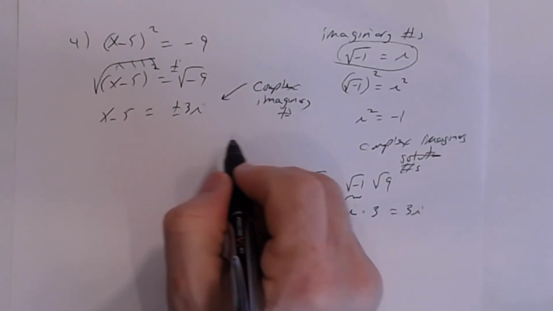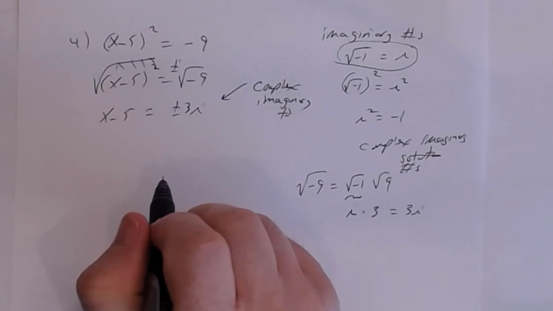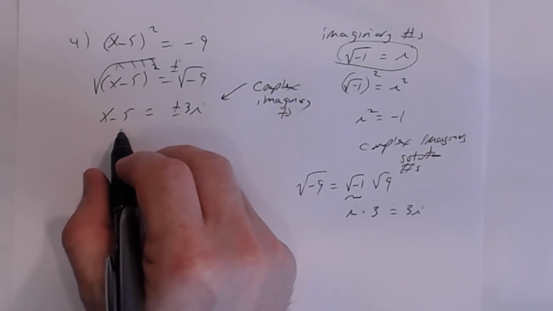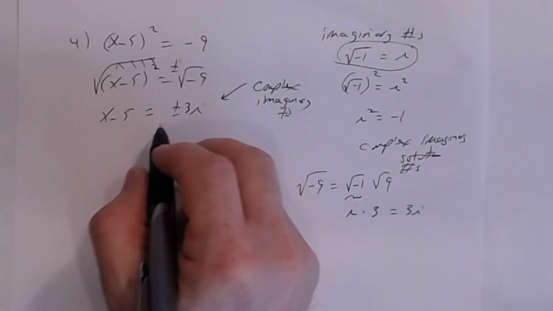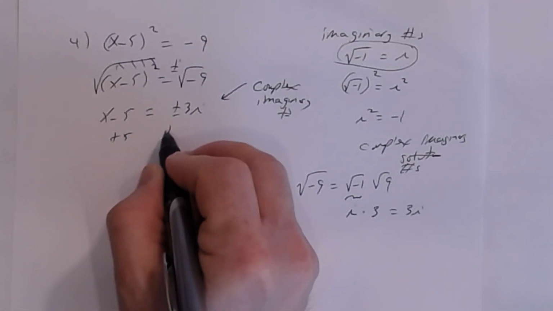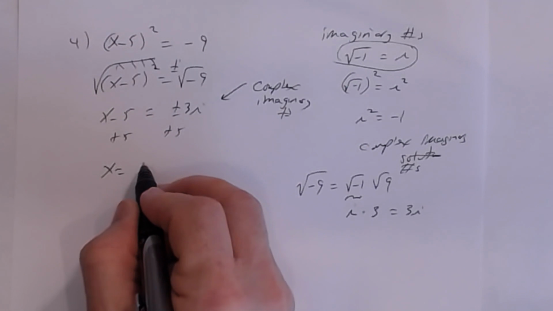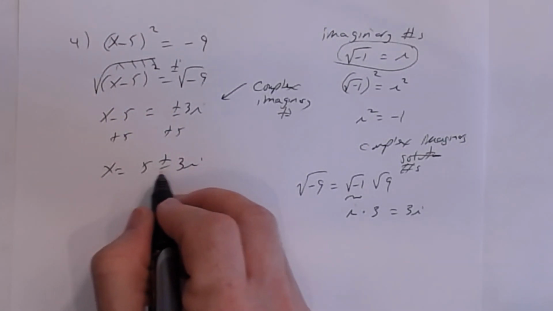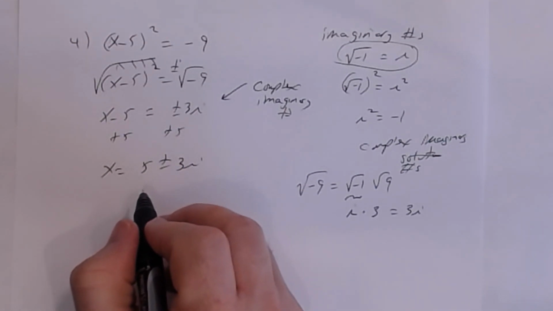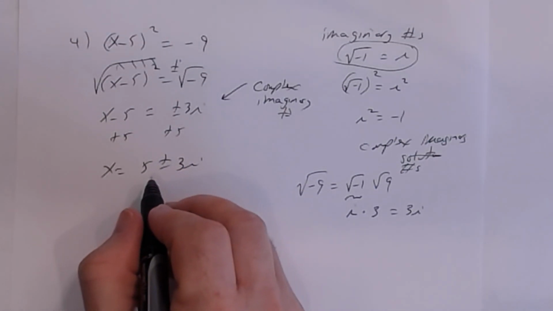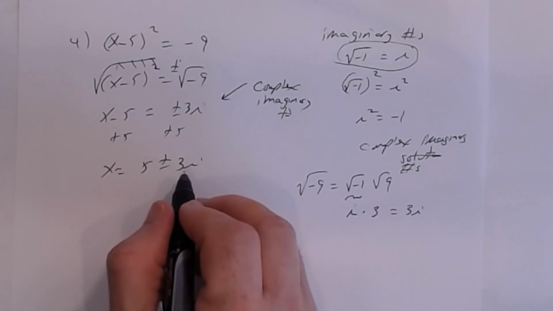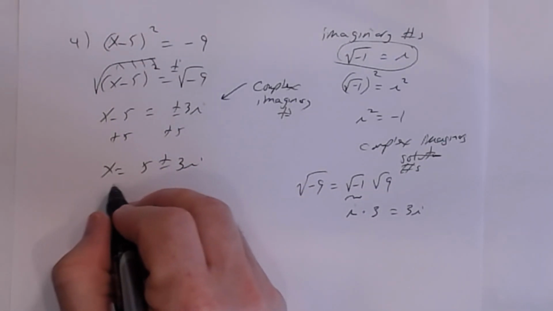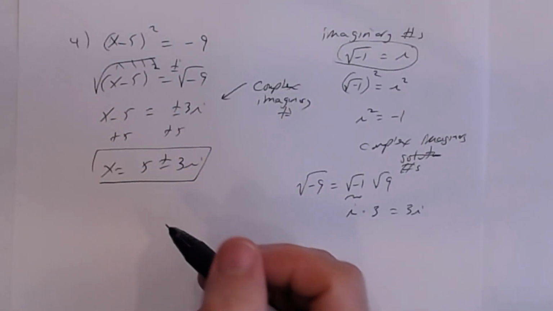That's the imaginary number, i for imaginary. All I do is add 5 to both sides, leaving it as plus or minus 3i. So I get x equals 5 plus or minus 3i. Those are not like terms, so you can't combine them into 8i or negative 8i. They would be like terms if both of them had an i in it. So that's it. That's your answer. Those are your solutions.